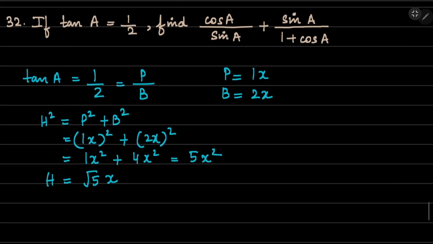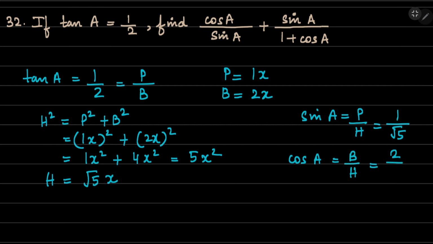Once you know your h, p and b, tell me what will be your sine A. Sine is nothing but p by h, so 1 by root 5. Right? What is your cos A? It is b by h, base by hypotenuse. What is your base? 2. H is root 5. So sine and cos you've got. Now you just have to substitute the values.